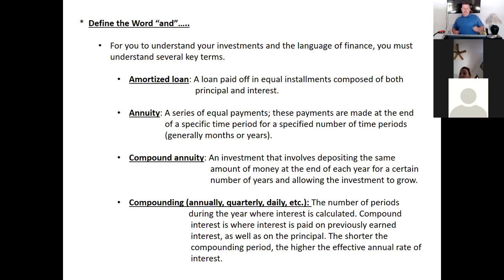And I kind of introduced you to amortization and amortized loans when we talked about, in Unit 2, the microeconomics, and we calculated the cost for the oven for Paul's Pizza Place. I gave that to you as an example of an amortized loan. So an amortized loan is a loan paid off in equal installments comprised of both principal and interest.